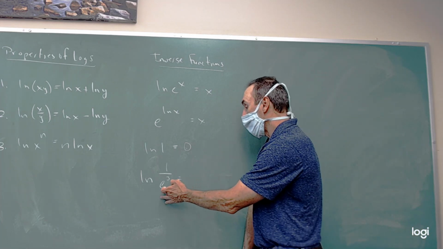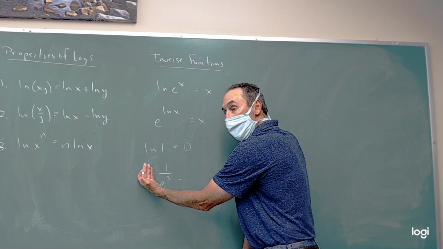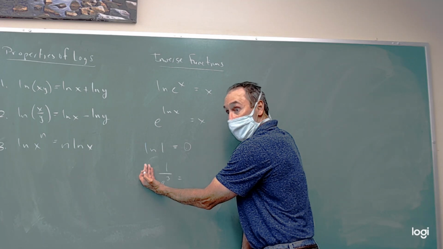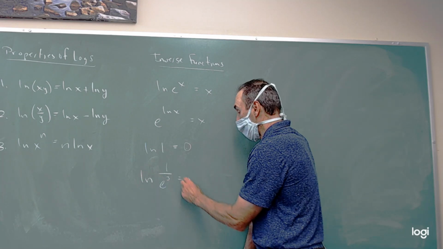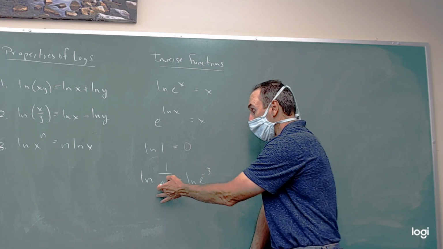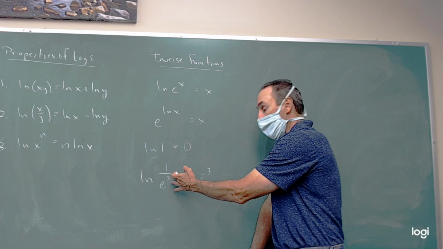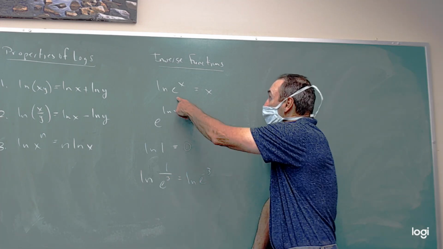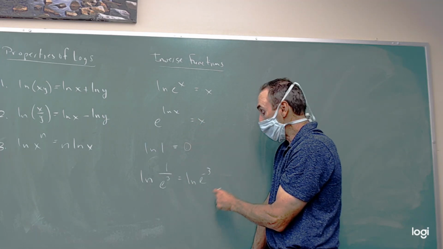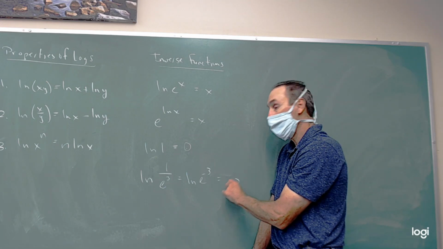So 1 over e to the third, we could write just as e to what power? Negative 3, right? So that's going to be the natural log of e to the negative 3. So negative exponents become fractions. Remember, fractional exponents become radicals. Okay, now we're in this place that we were before. So the natural log of e to the negative 3 is going to be negative 3. See it?